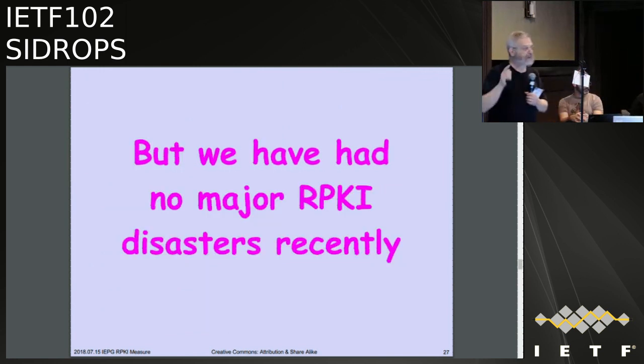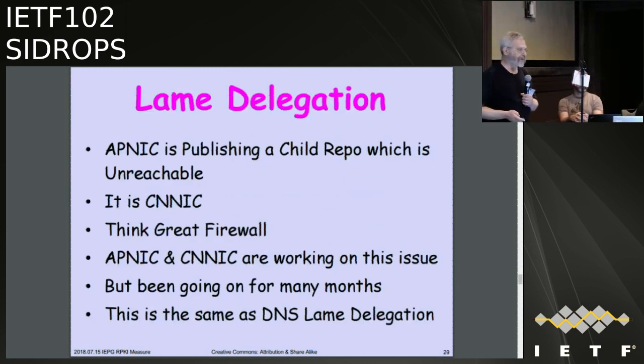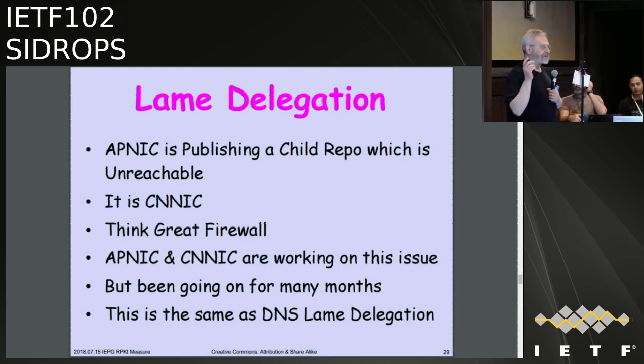But we've had no major RPKI disasters recently. Okay? So let's make some. Blame delegation. APNIC has the problem of having a child repository that's CNNIC, that's behind the firewall. APNIC and CNNIC have been working on this for a long time. But it's the same as DNS blame delegation, right? How do we support that?